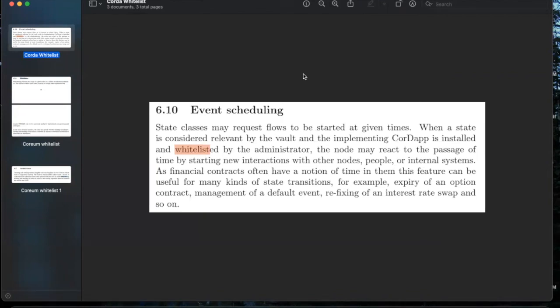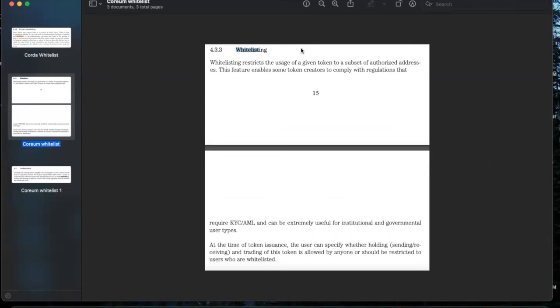In Corda's white paper, it says state classes may request flows to begin at given times when a state is considered relevant by the vault and the implementing CorDapp is installed and whitelisted by the administrator. The node may react to the passage of time by starting new interactions with other nodes, people, or internal systems. The Coreum white paper talks about whitelisting, saying whitelisting restricts the usage of a given token to a subset of authorized addresses. This feature enables some token creators to comply with regulations that require KYC or AML and can be extremely useful for institutional and governmental user types.